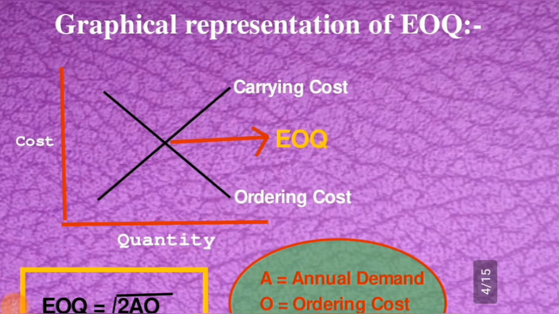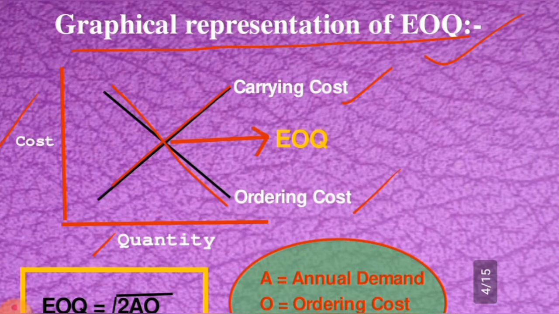So now we have understood what ordering cost and carrying cost is. Now let's see the graphical representation of EOQ. How to show it, right? In EOQ we consider only two costs, that is ordering cost and carrying cost, not the third type of cost, that is purchase cost, right? So in this graph you can see both the costs. This line is ordering cost and this one is carrying cost. Here is cost and here is quantity.